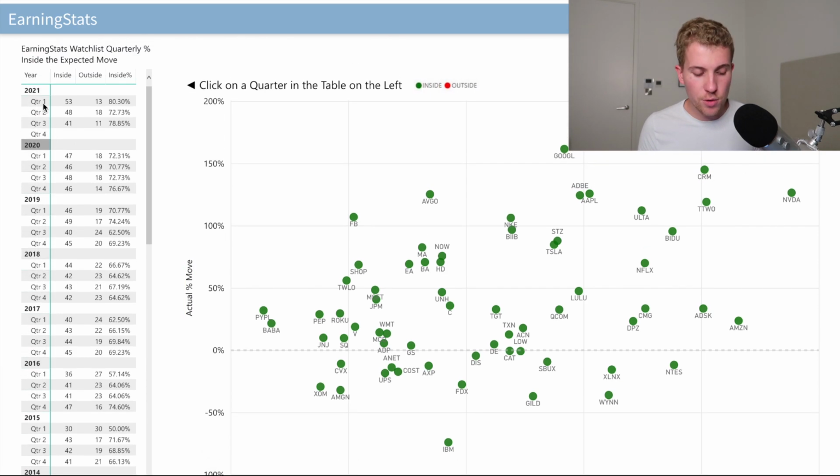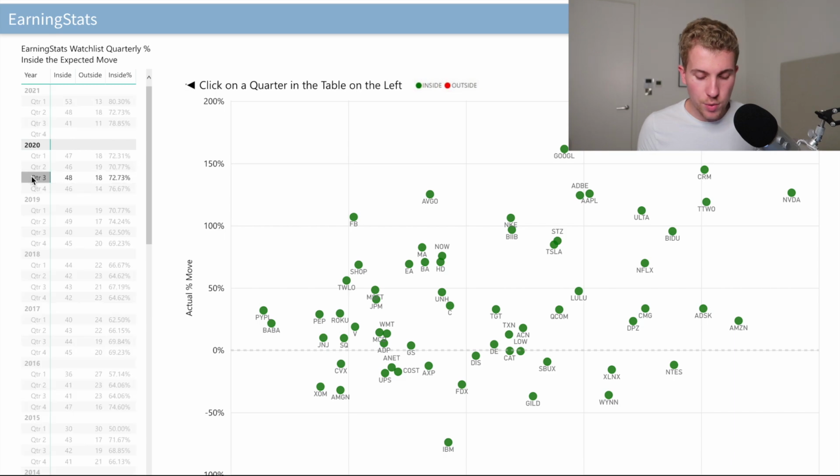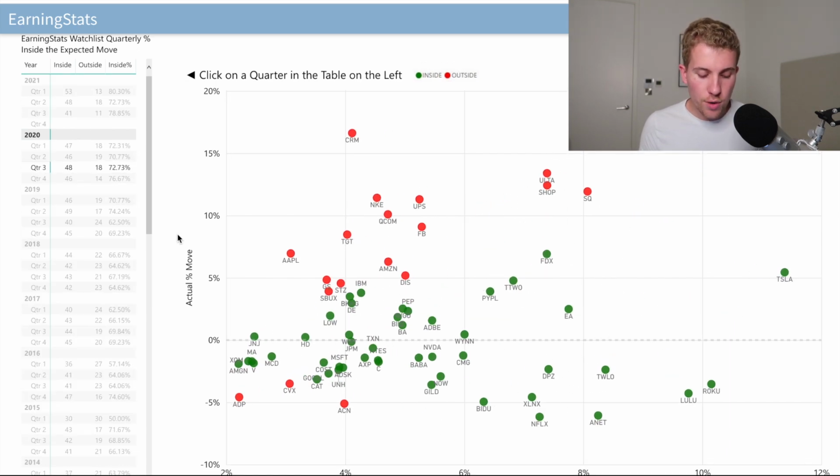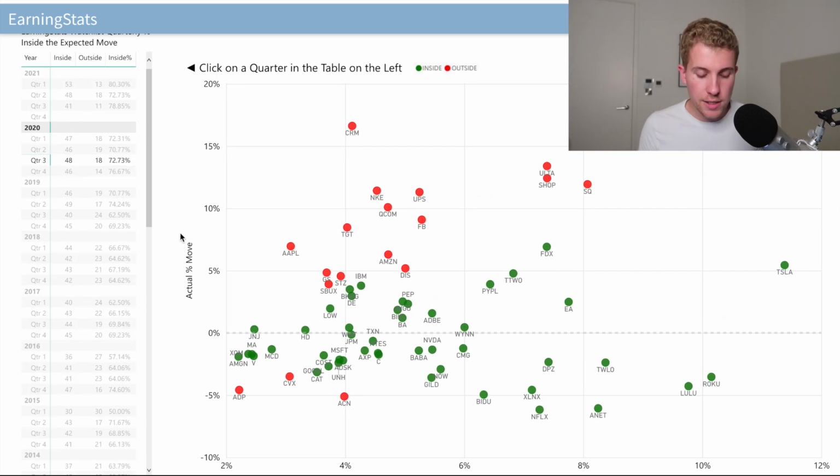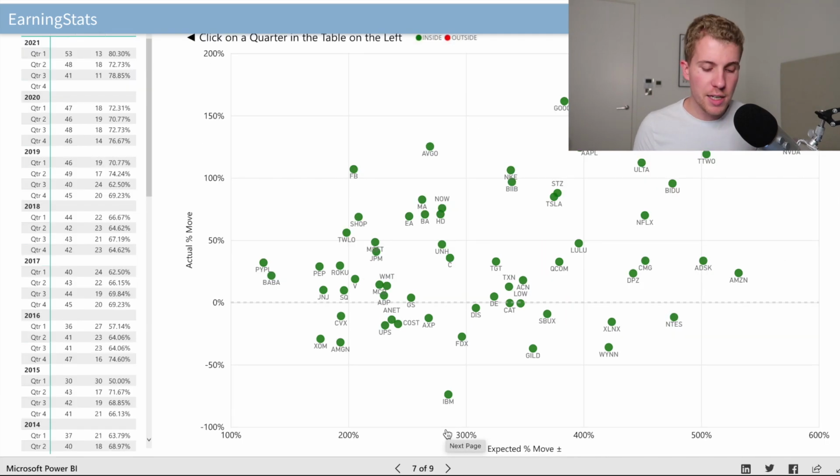And you can see that on the left you have all of the different quarters, all of the different years. So let's say that you click on the Q3 of 2020 and it's going to load all of the different data for that watch list. What's in green means that the stock stayed within the expected move, and if it's in red, it means that it went outside of the expected move. And personally, I'm a big fan of this.